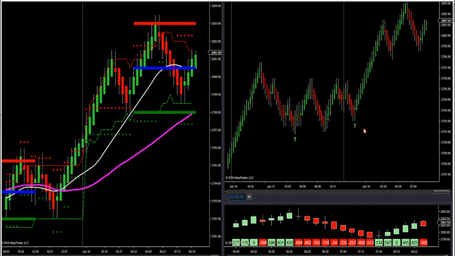So let's break this down a little bit on why this works on all markets. First of all, my far left chart is a market profile chart. That chart tells me where support and resistance is. The reason that I use market profile is, like I said, it's the roadmap of the market.